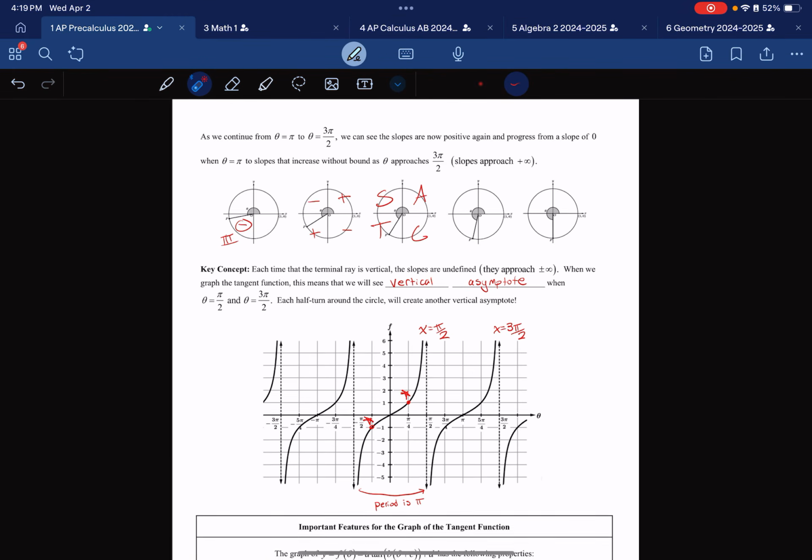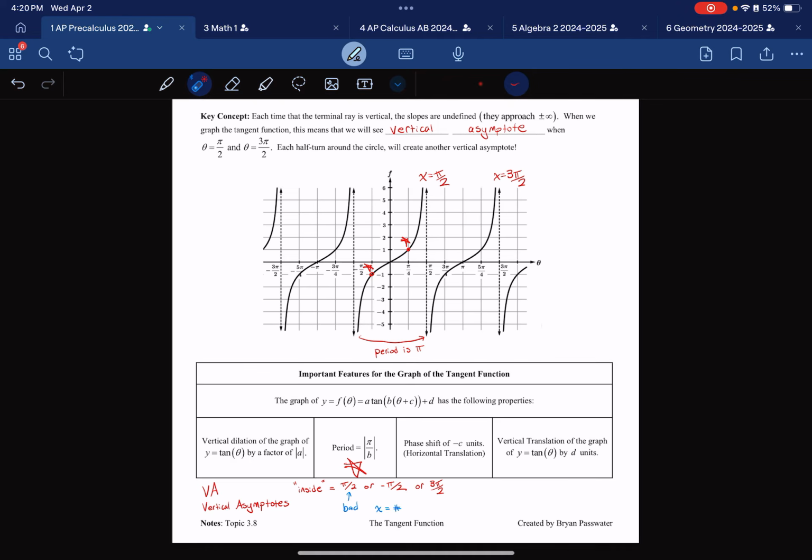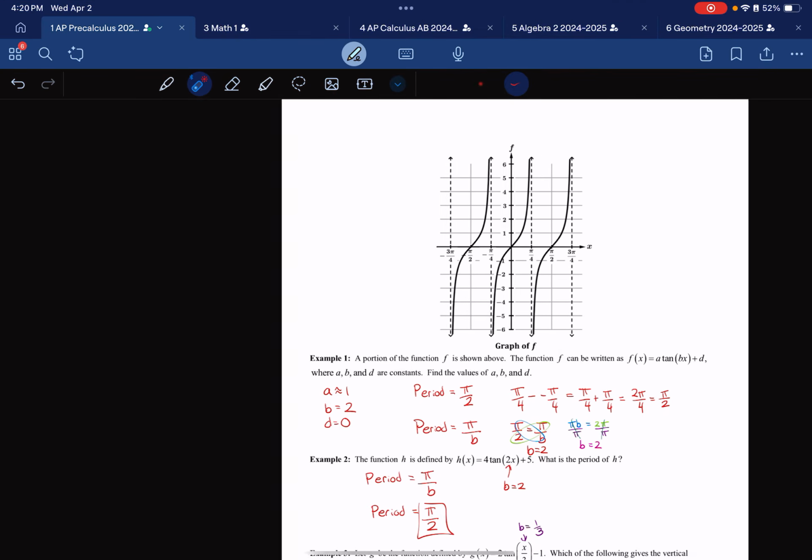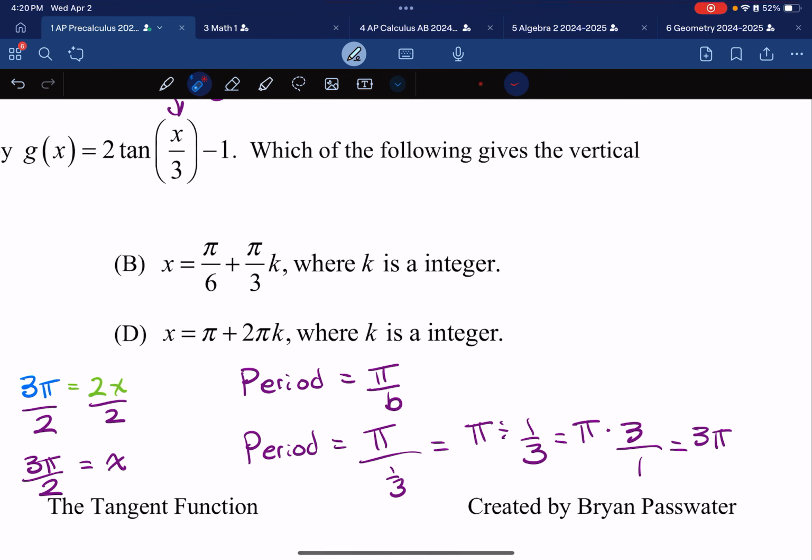Remember that old trick that said, hey, you're going to go forward half a period and backwards half a period in order to find where those vertical asymptotes happen. So I'm going to take my period, which is now 3 pi. If I go half of that forward, that will be one of my vertical asymptotes. And if I go backwards half of that, that will be another asymptote.